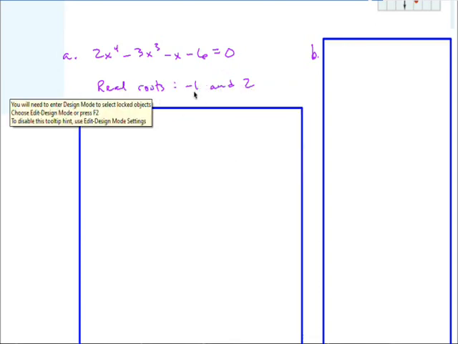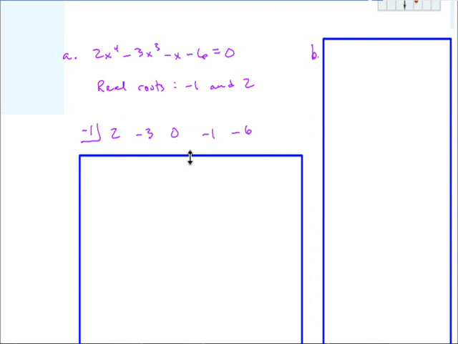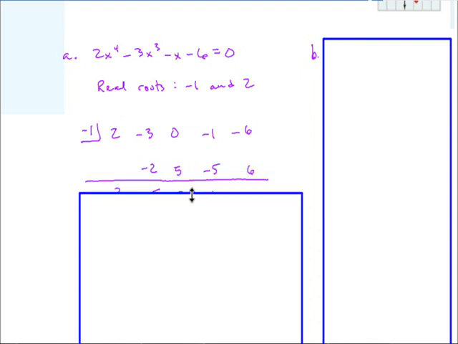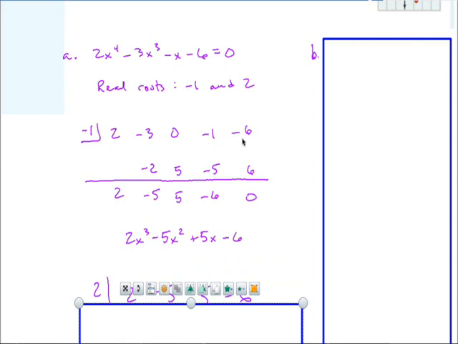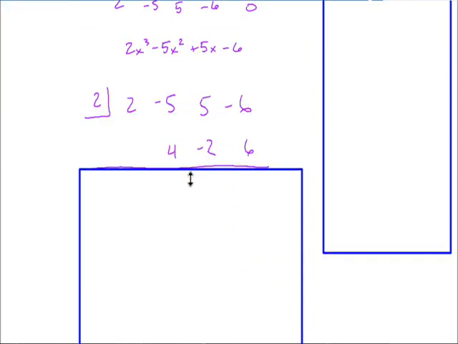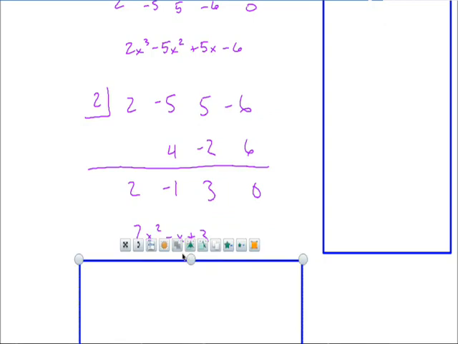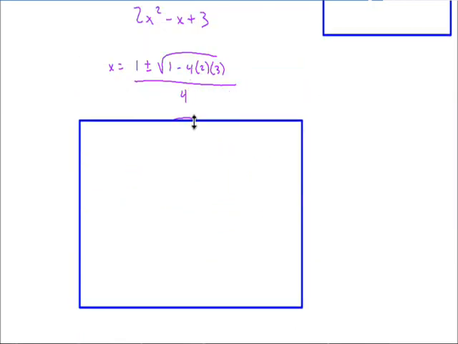we graphed it, and the real roots I got were negative 1 and 2. Okay, from there, I'm going to use -1 and do synthetic division, keeping in mind I put that 0 there for the quadratic placeholder. I get down to 2x cubed minus 5x squared plus 5x minus 6. Then I'm going to use 2, my other real root, and synthetically divide again, and I get 2x squared minus x plus 3. Then I'm going to go ahead and use the quadratic formula.